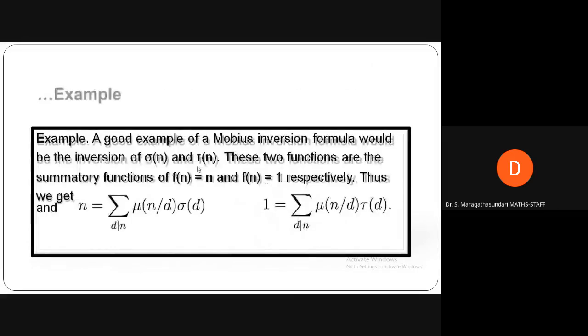Next, an example for the Mobius inversion formula would be the inversion of sigma of n and tau of n. These two functions are the summatory functions of f of n equal to n and f of n equal to 1 respectively. Thus we have this small statement: n is equal to the summation over d dividing n of mu of n by d into sigma of d, and 1 is equal to the summation over d dividing n of mu of n by d into tau of d. Here we are using sigma of d, and here tau of d. These are just two good examples for this Mobius inversion formula.